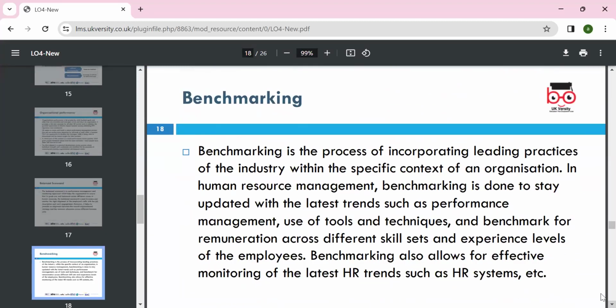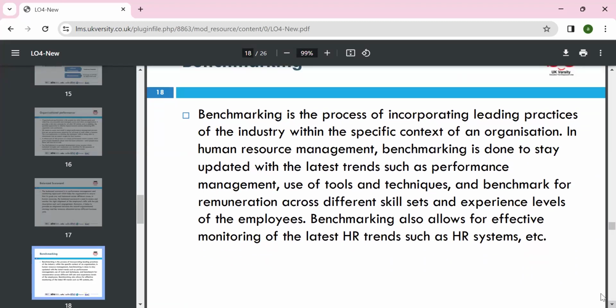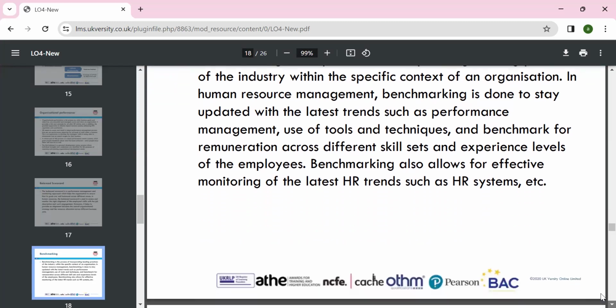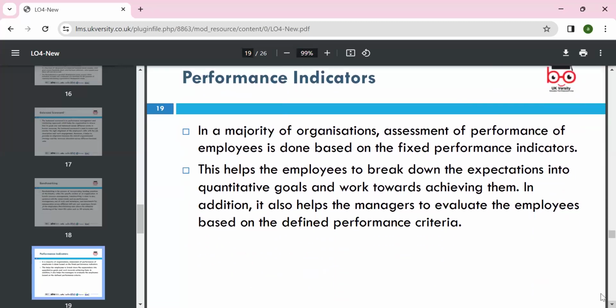Benchmarking is the process of incorporating the leading practices of industrial activities within the specific context of the organization. Human resource management benchmarking is done by staying updated with the larger trend of performance. Use tools and techniques to benchmark remuneration across different skill sets, experience levels, or you have skill metrics which can be used to measure it. HR trends, such as an HR system, need performance indicators. In the majority of organizations, assessment of performance is done based on fixed performance indicators.